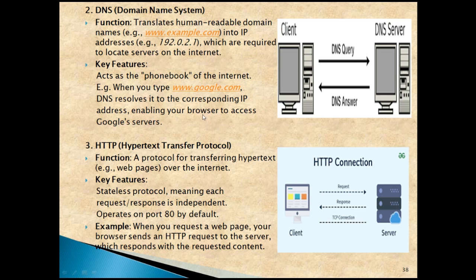Then the third one is HTTP, the Hypertext Transfer Protocol. Function: it is a protocol for transferring hypertext, which is web pages, over the internet. You go to the internet, you browse Google, CNN, BBC, you work with web pages. It is this protocol that allows those pages to be transmitted over the internet. The key feature is that it is a stateless protocol, meaning each request/response is independent, and it operates on port 80 by default.